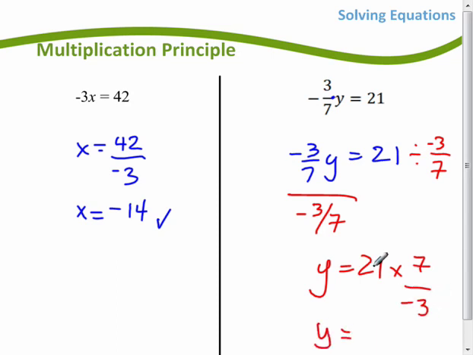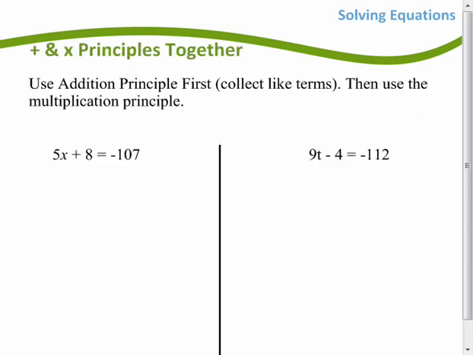So 3 goes into 21 7 times. 7 times 7 is 49, and it's negative 49. So my answer is negative 49. Okay, so these are different applications of the multiplication principle.